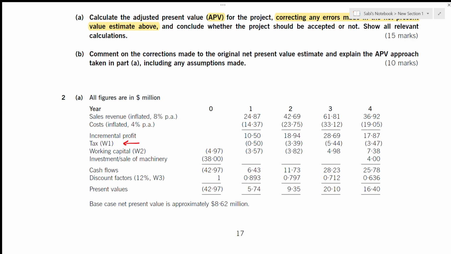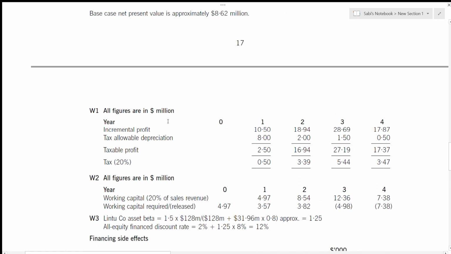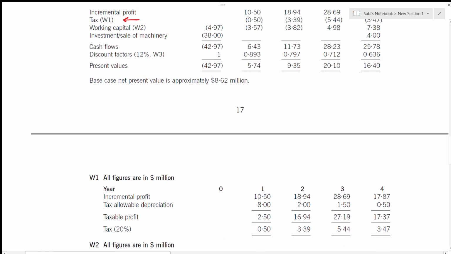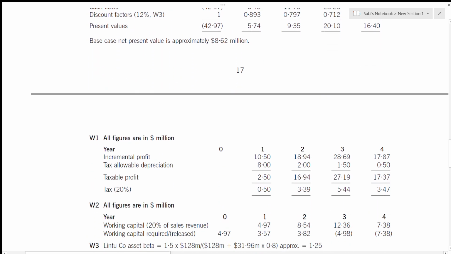So that's how your answer has to be, present your answer this way. Now let's go to the working. Incremental profit they have taken from this itself, 10.5, 18.94 and all, and tax allowable depreciation. Before you calculate tax, you have to calculate your tax allowable depreciation.